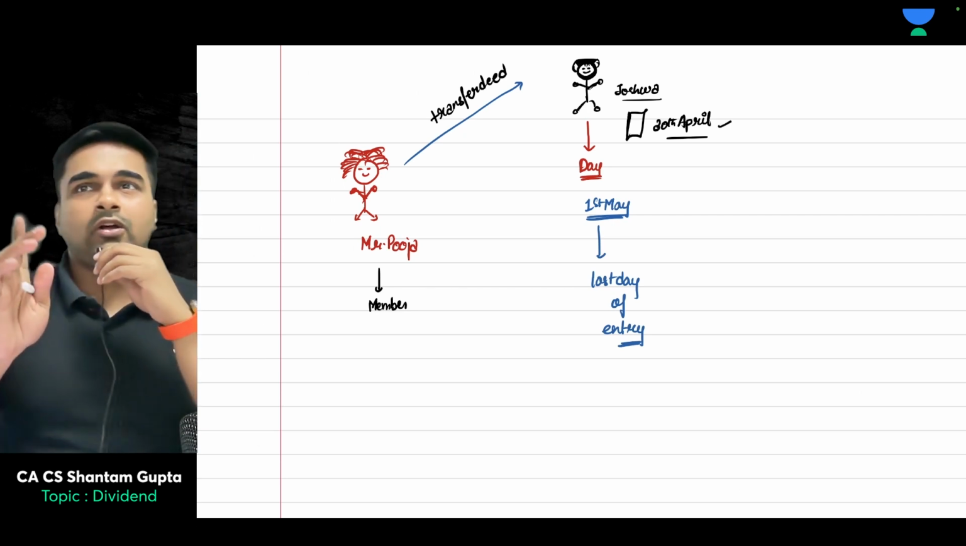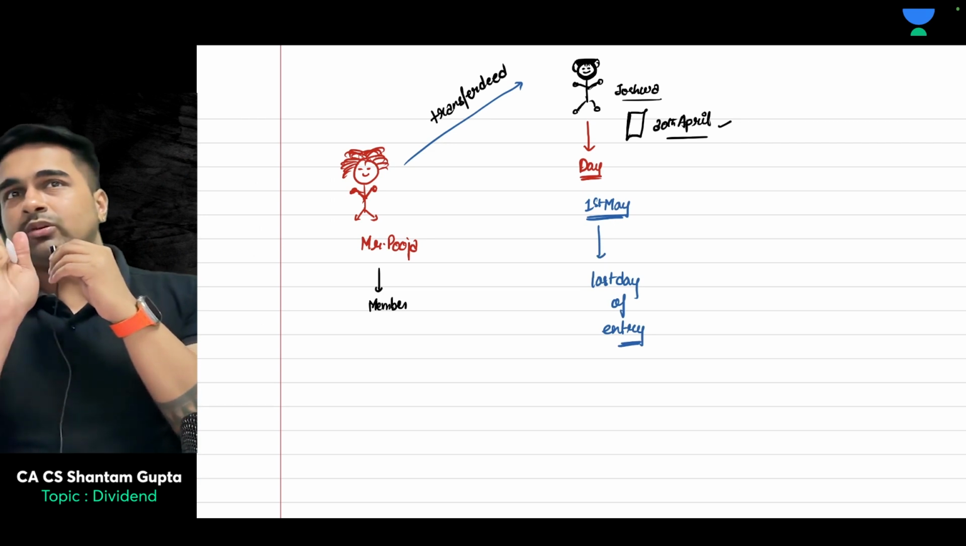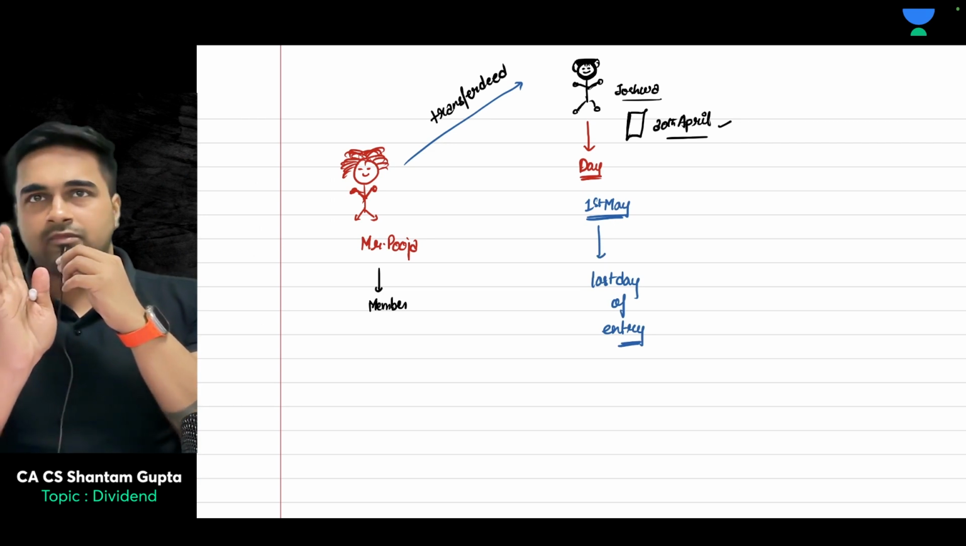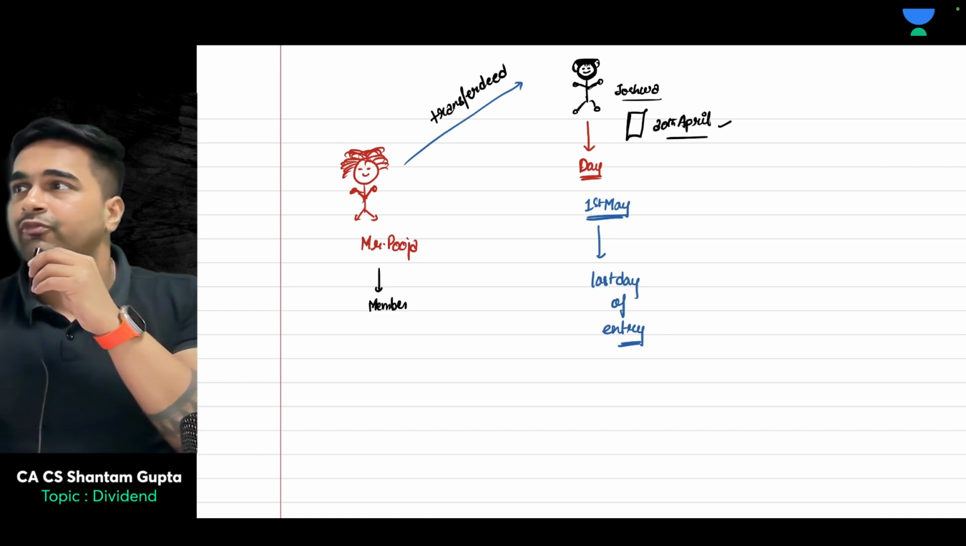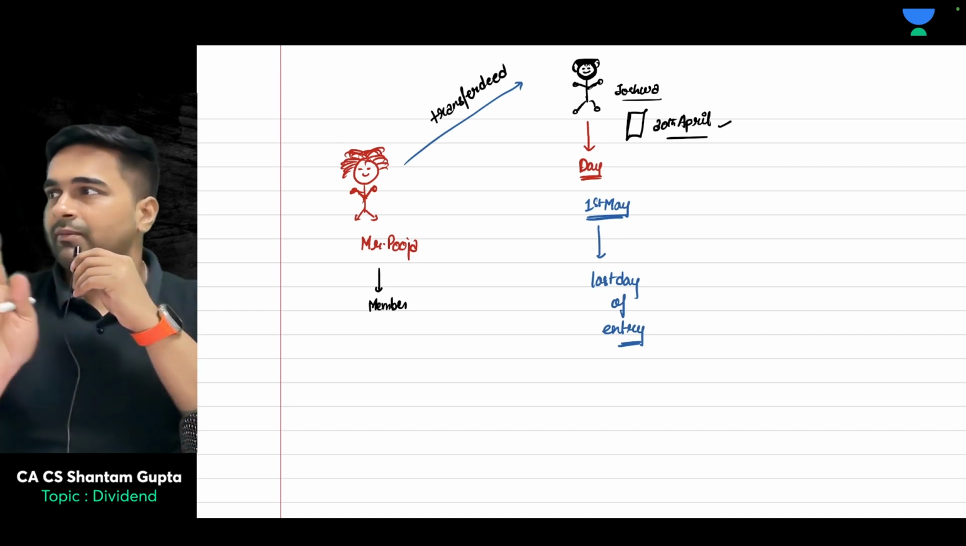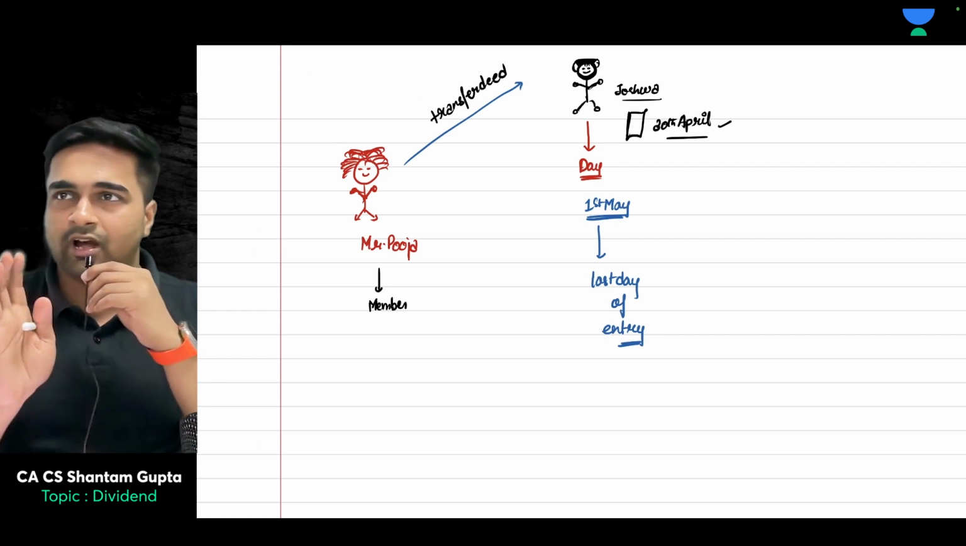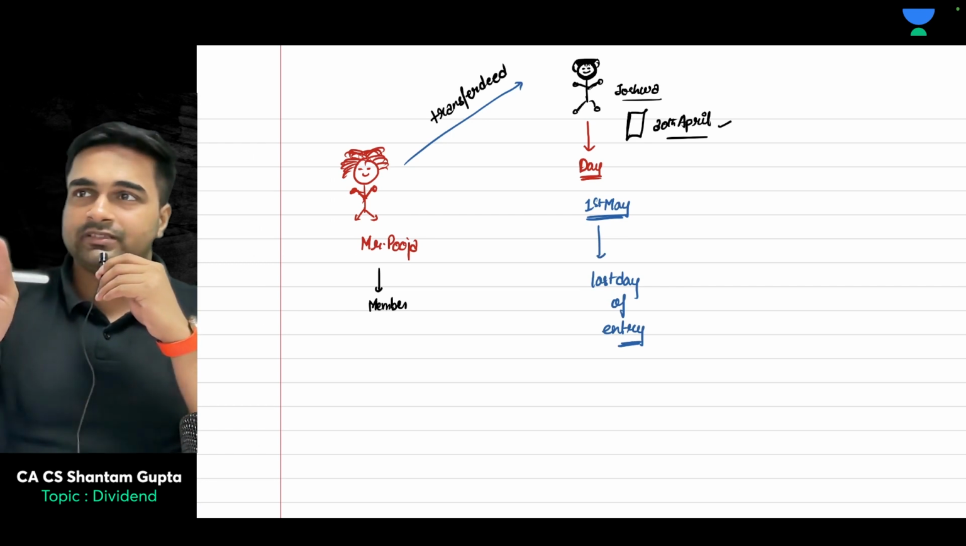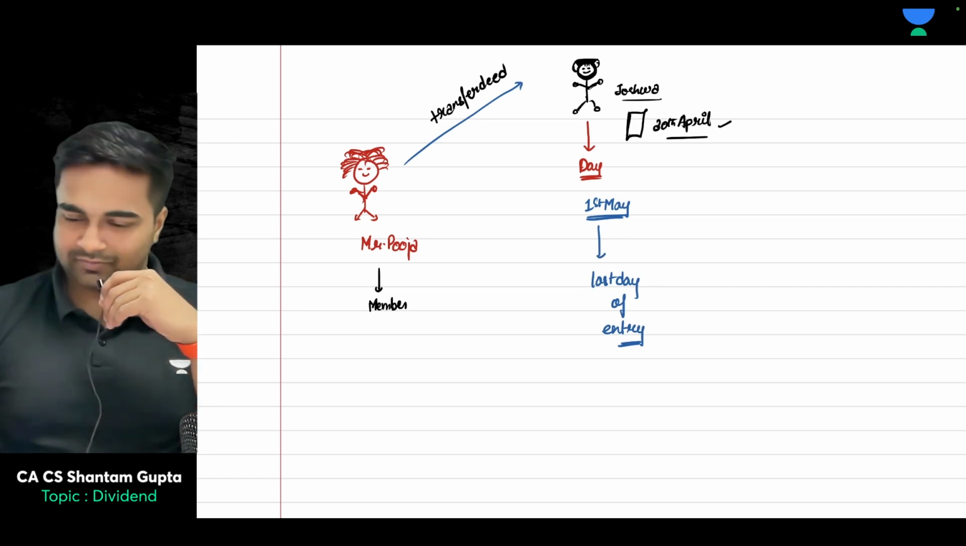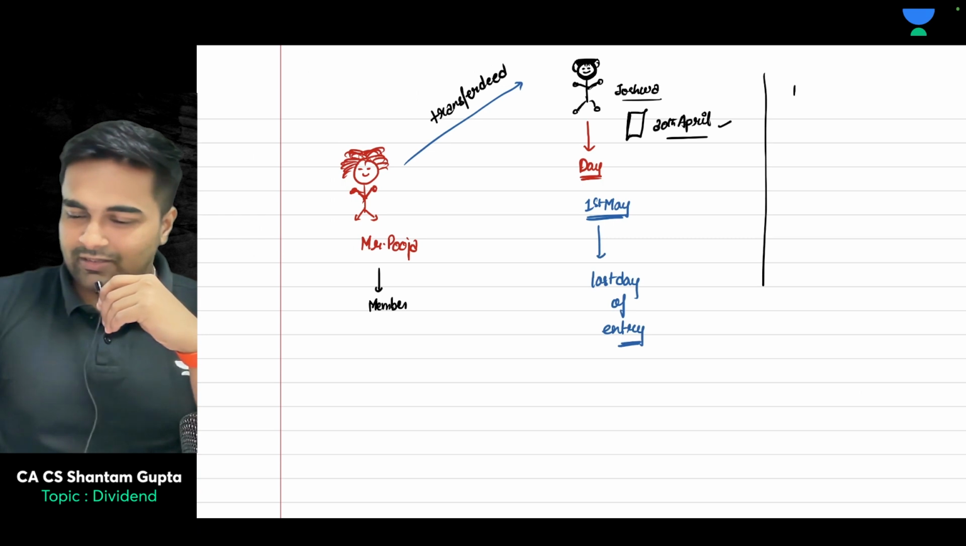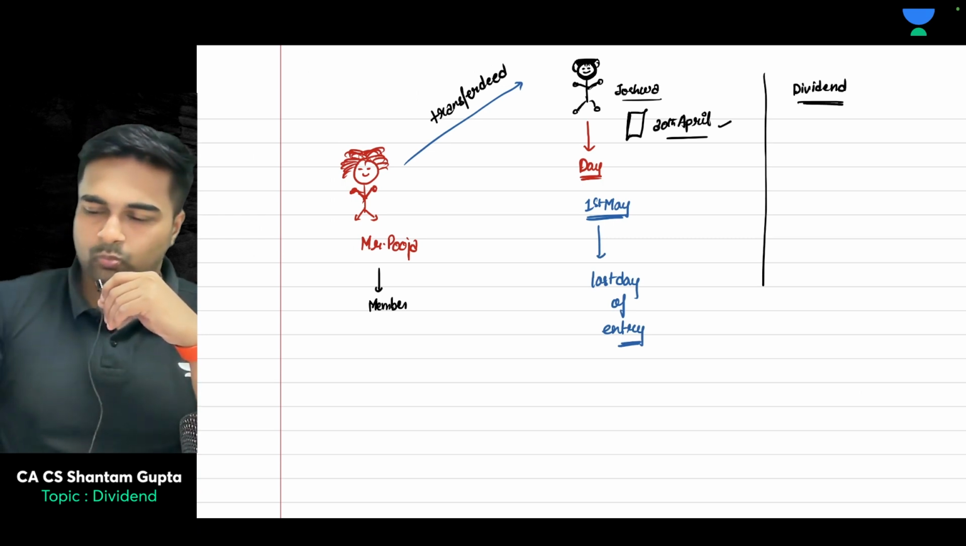Now the company will obviously take time to register the transfer. The company has the right to take time before registering transfer. Though the company does not register the transfer as of now, the company waits. Now understand this. The dividend, who will the company pay the dividend to?